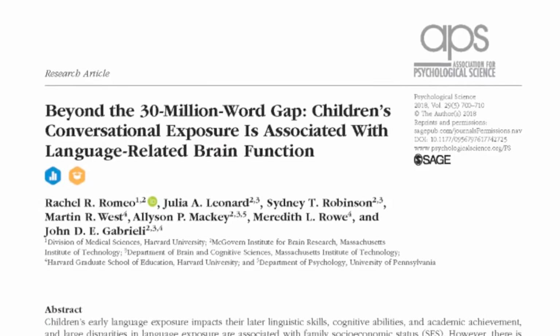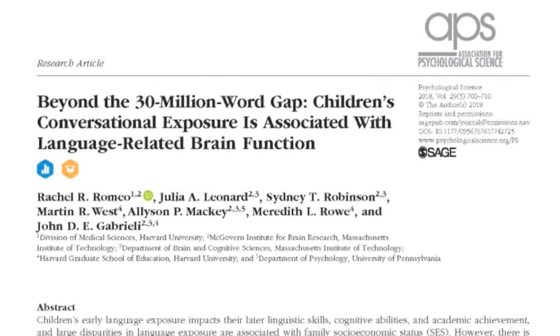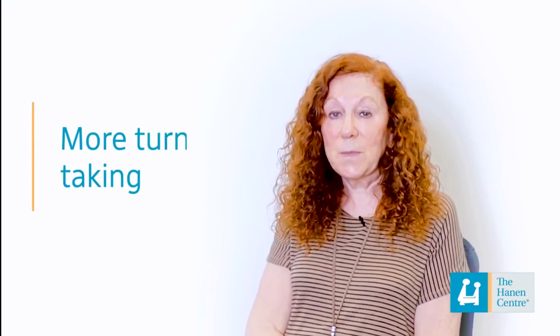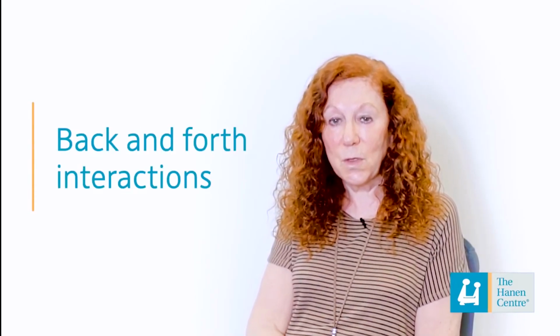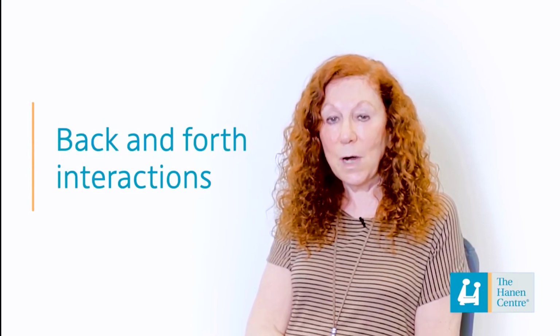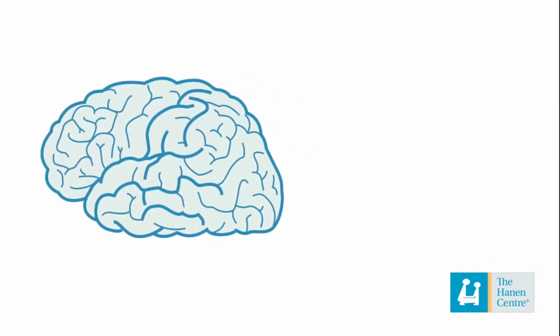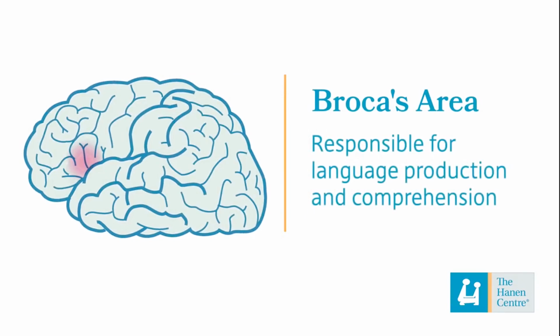A study conducted by MIT showed that children aged 4 to 6 who had experienced more turn-taking in back and forth interactions with their caregivers had more activity in the part of the brain called Broca's area, responsible for language production and comprehension. This study clearly showed that the more conversations a child had with his or her caregiver, the greater amount of activity occurred in the brain in that important area.